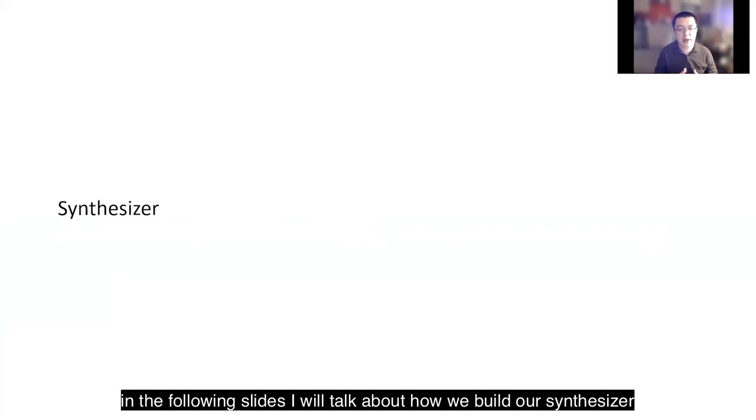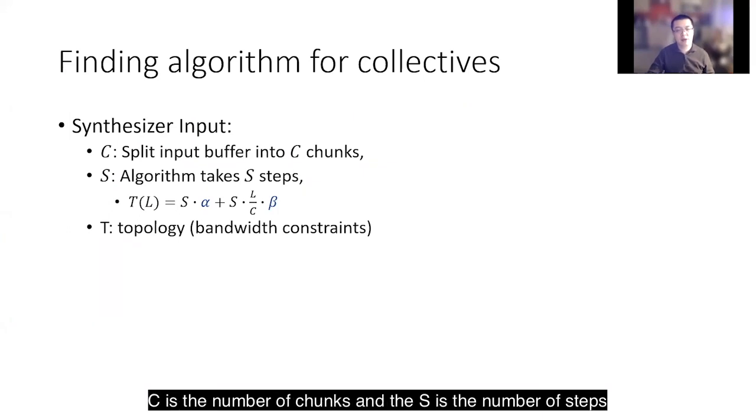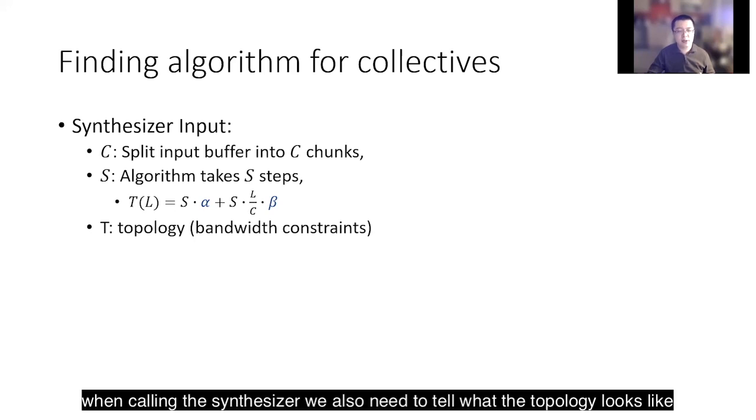In the following slides, I will talk about how we build our synthesizer. Our synthesizer takes a bunch of arguments. C is the number of chunks, and S is the number of steps. Those two parameters decide the overall cost of the generated algorithm. When calling the synthesizer, we also need to tell it what the topology looks like.